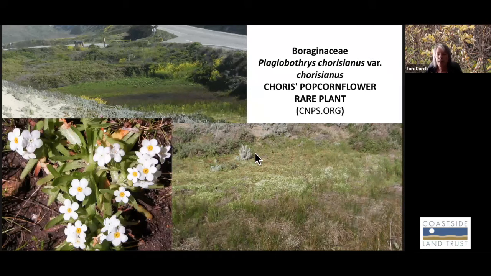Chorus's popcorn flower is on the California Native Plant Society's rare plant list. It is considered rare, threatened, or endangered in California. Today it occurs only along the San Mateo Coast from San Mateo to Monterey County, making it endemic, only occurring in California. Chorus's popcorn flower is one of our few annual wetland indicator species.